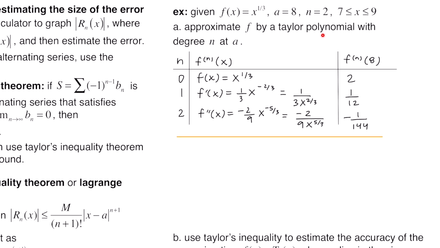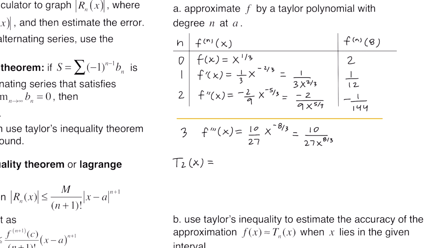Even though we're going to write a Taylor polynomial for degree n where n is 2, I'm going to do one more derivative just because of what's going to follow in the next part of the problem. And we get 10 over 27 x to the 8/3. All right, now we're ready to write our second degree Taylor polynomial. And again, the Taylor polynomial is at a, and a is 8. So I got that written out.